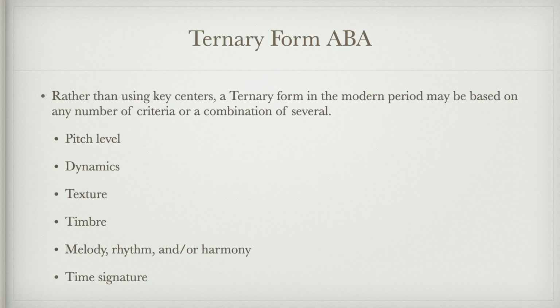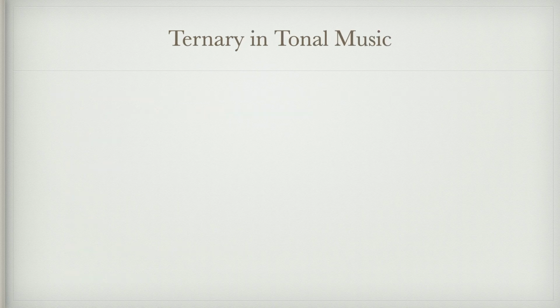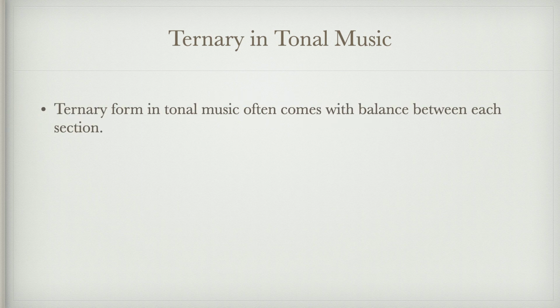But some of the developments that are new in the 20th and 21st century include using different constructs for creating the idea of theme in a work, or instilling a tonal center. So in tonal music, it often comes with a balance between each section. So the A, B, and A section tend to be their own sections. They tend to be balanced in terms of length.